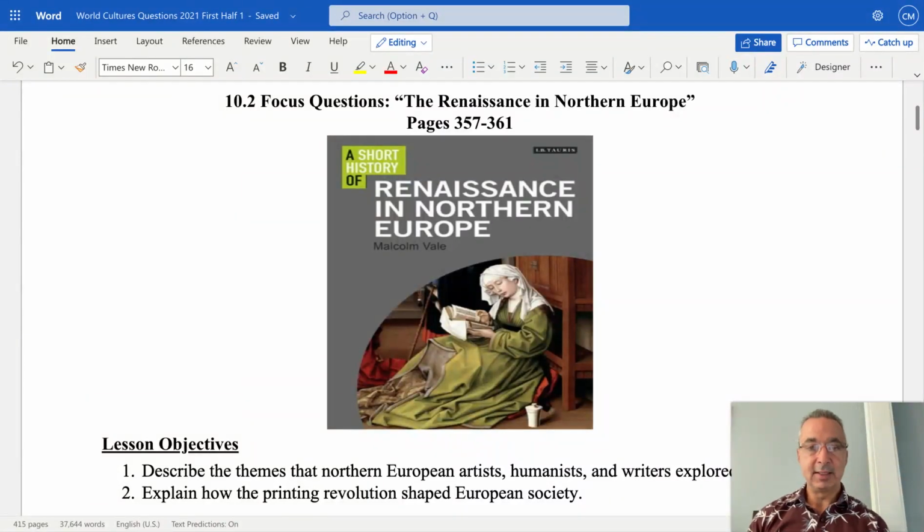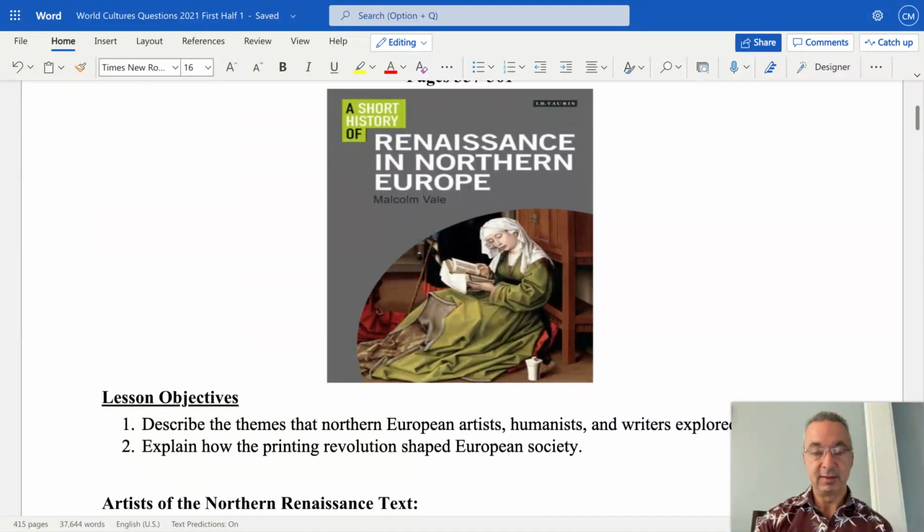Time to take a look at 10.2 as the Renaissance spreads into Northern Europe. Some of the lesson objectives here: we'll see some of the major themes of Northern European artists, humanists, and writers. We'll explain how the printing press shaped European society.